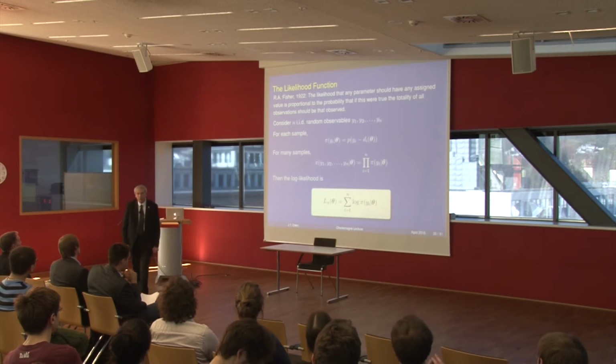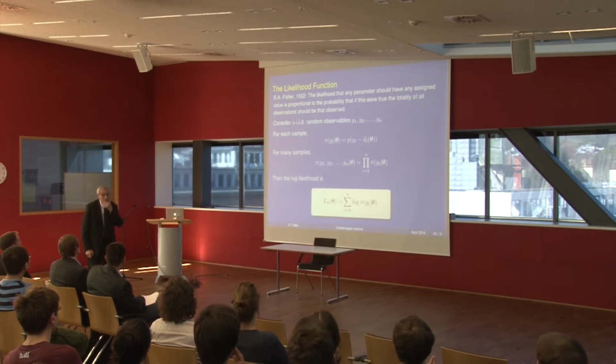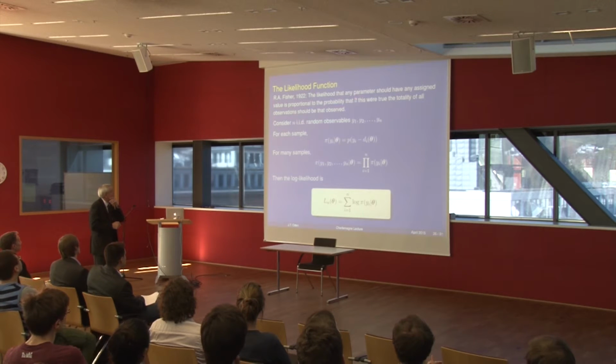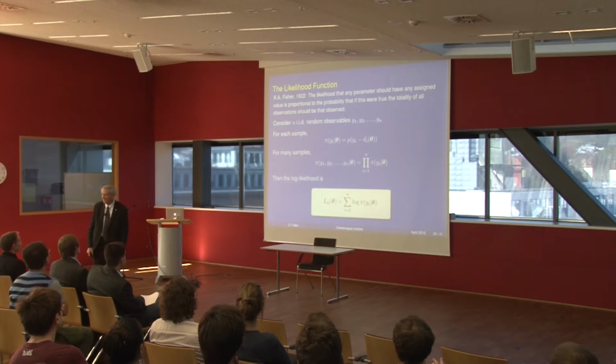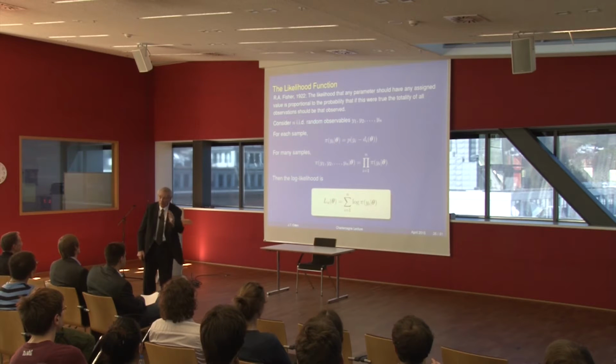According to R.A. Fisher, a great statistician, who was a frequentist, he was not a Bayesian guy, but he said that the likelihood that any parameter should have any assigned value is proportional to the probability that if this were true, the totality of all observations should be observed. Anyone know what I just said? What he was trying to say is that if you give me a parameter, for that parameter, the likelihood will give you the probability that the data is right. Okay? The likelihood that the data is right.